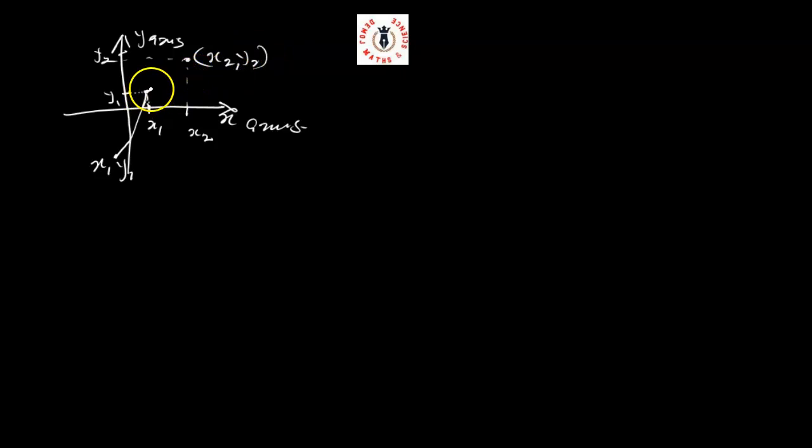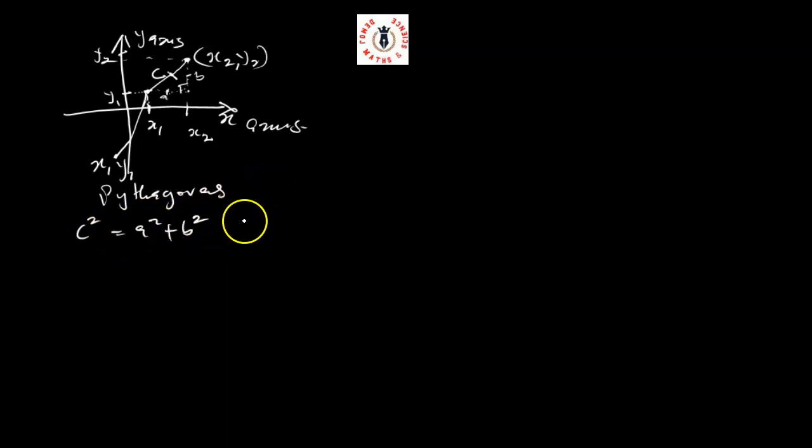Now, if you look at it carefully, I can join these 2 points together. Then they begin to form a right-angled triangle. Look at this line here. This line makes the hypotenuse. Let's call this line C, let's call this line A, and let's call this line B. From Pythagoras theorem, we know that C squared is equal to A squared plus B squared.